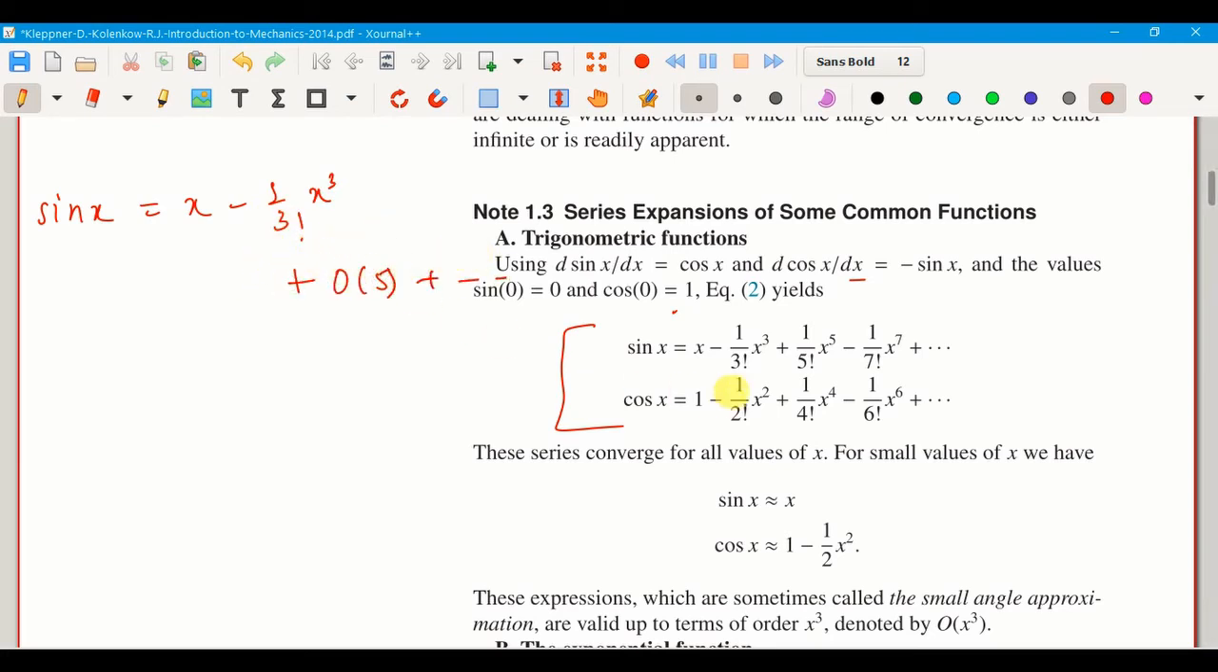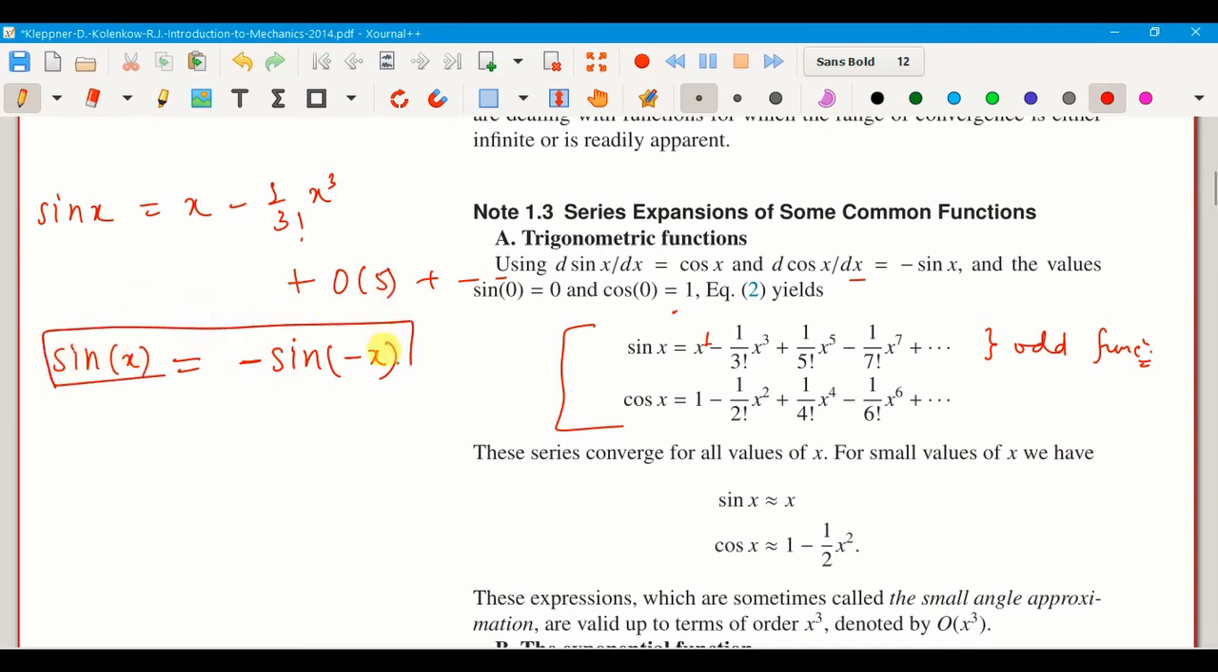And because of the nature, like in power, you can see here it is x to the power 1, 3, 5. So it is called an odd function. Another way we can say it is an odd function: sine of x, if you replace x by minus x, will always give you the minus. So if you are replacing x by minus x, the result will always be negative. Therefore, this function is called an odd function.